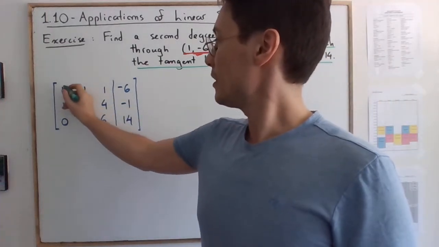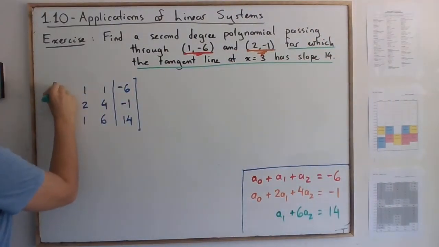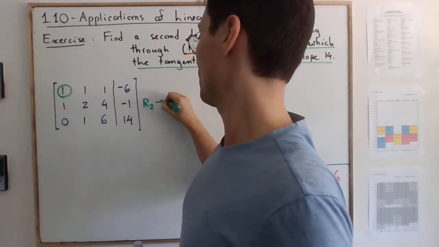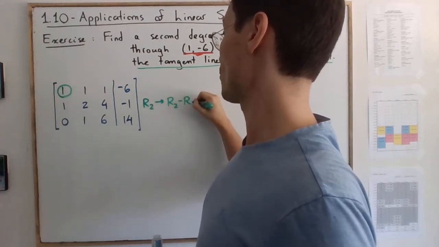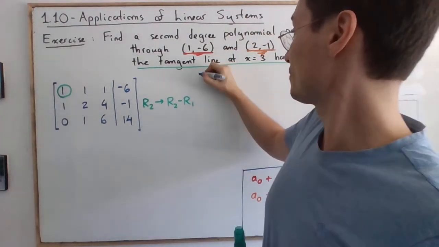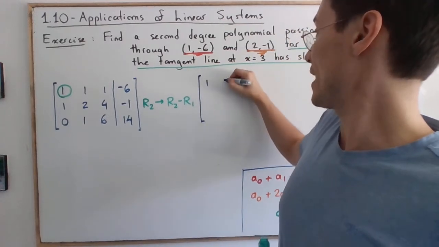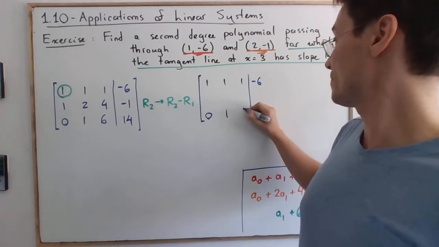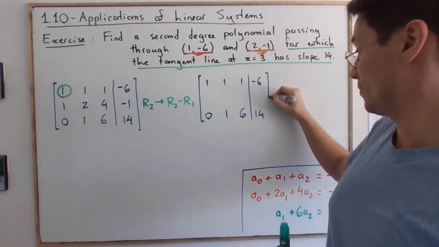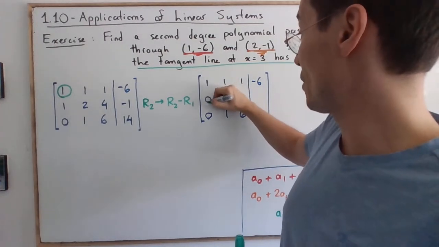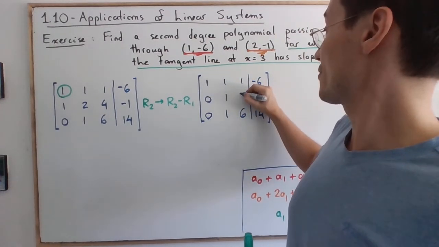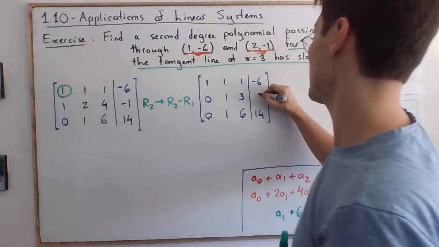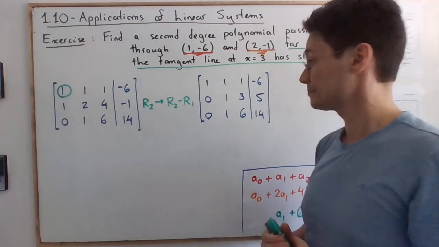So, okay, here. This is perfect. We will take this as a pivot, and we will change the second row to row 2 minus row 1. Let's start by just doing that. We have 1, 1, 1, -6. So the first and third row do not change. And the second row becomes 0, 1, 3, and -1 plus 6 will give us 5. All right.